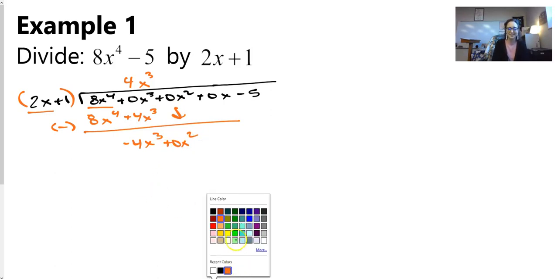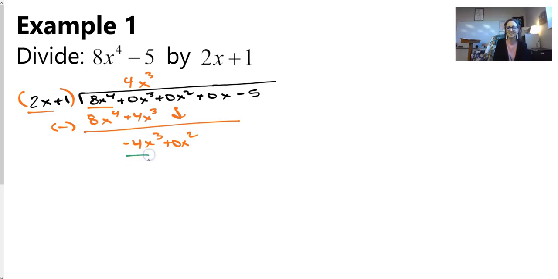Now we repeat again. So now we're going to take our first term in the dividend divided by our first term in the divisor. So negative 4 divided by 2 is going to be negative 2, right? And then x cubed divided by x. We're dropping our power by 1 each time because I'm dividing by a linear term. All right, now I'm going to take this green part and multiply it through, distribute it through to my divisor. So negative 2x squared times 2x is negative 4x cubed. Negative 2x squared times 1 is negative 2x squared, okay?